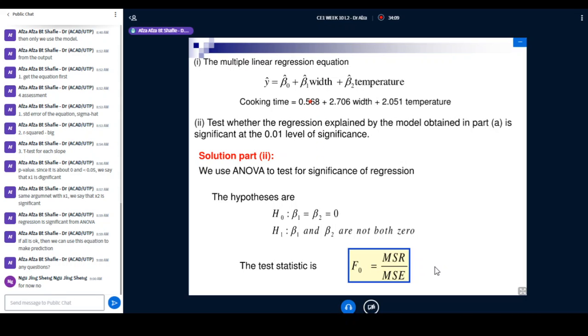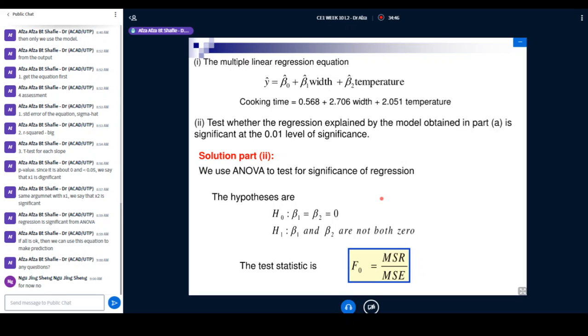So what is the model that I'm looking at? The model is just this: Y hat is equal to beta naught hat plus beta 1 hat of the width plus beta 2 hat of the temperature. So I get the cooking time to be equal to 0.568 plus 2.706 of the width plus 2.051 of the temperature. If I just want to see whether the regression is significant or not, I just run the ANOVA.